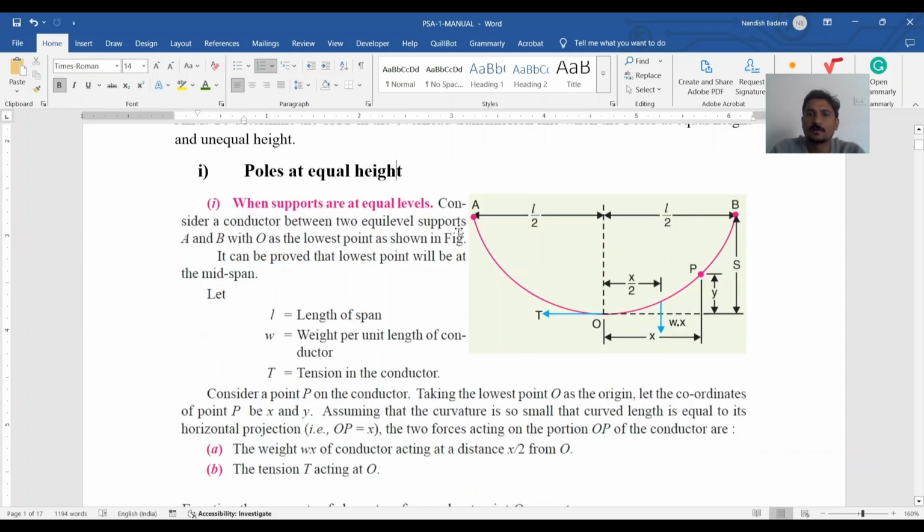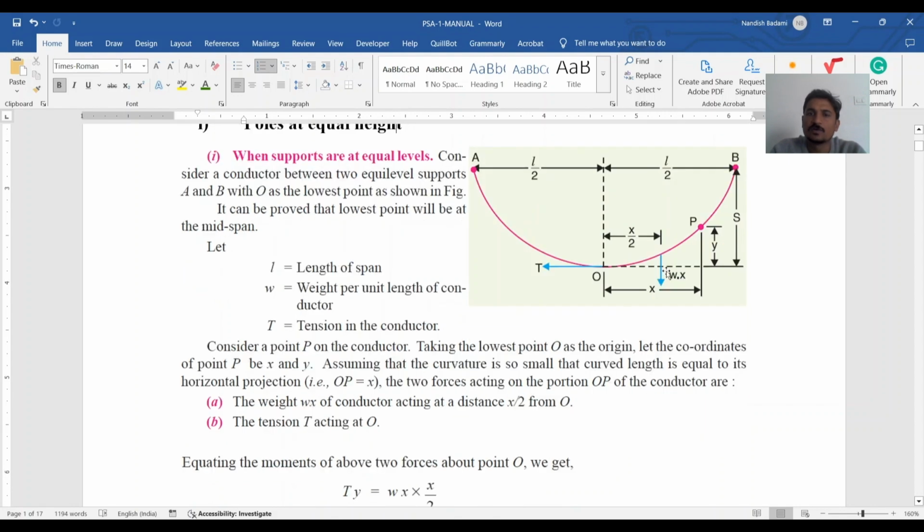Let us consider a conductor or a transmission line between two points or two poles A and B which are at equal heights, with the lowest point on the conductor being O, and the length of the span taken as L, where the weight per unit length of the conductor is W, and the tension at the lowest point O is T. The force acting at the lowest point O is of two types. One is W times X, where X is the distance between the lowest point O and the midpoint between O and B. The other is the tension T acting at point O.